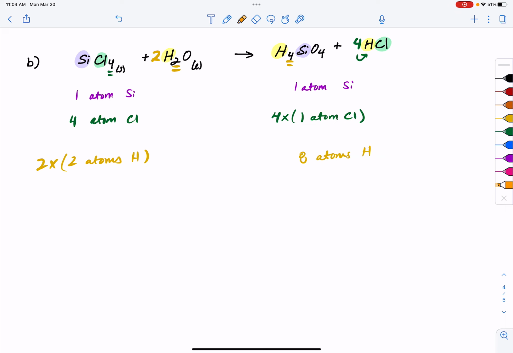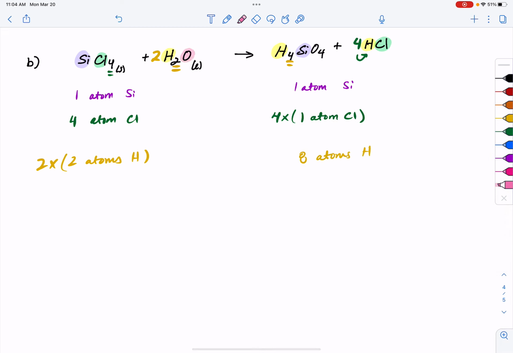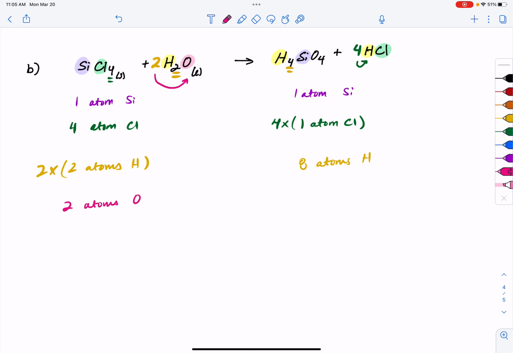All right, now let's do oxygen. Starting on my reactant side, in my water molecule H2O, there is 1 atom of oxygen. However, I have doubled the amount of water molecules, meaning that I have 2 atoms of oxygen in my water. And then looking over here at my product side, let's see here, oxygen.